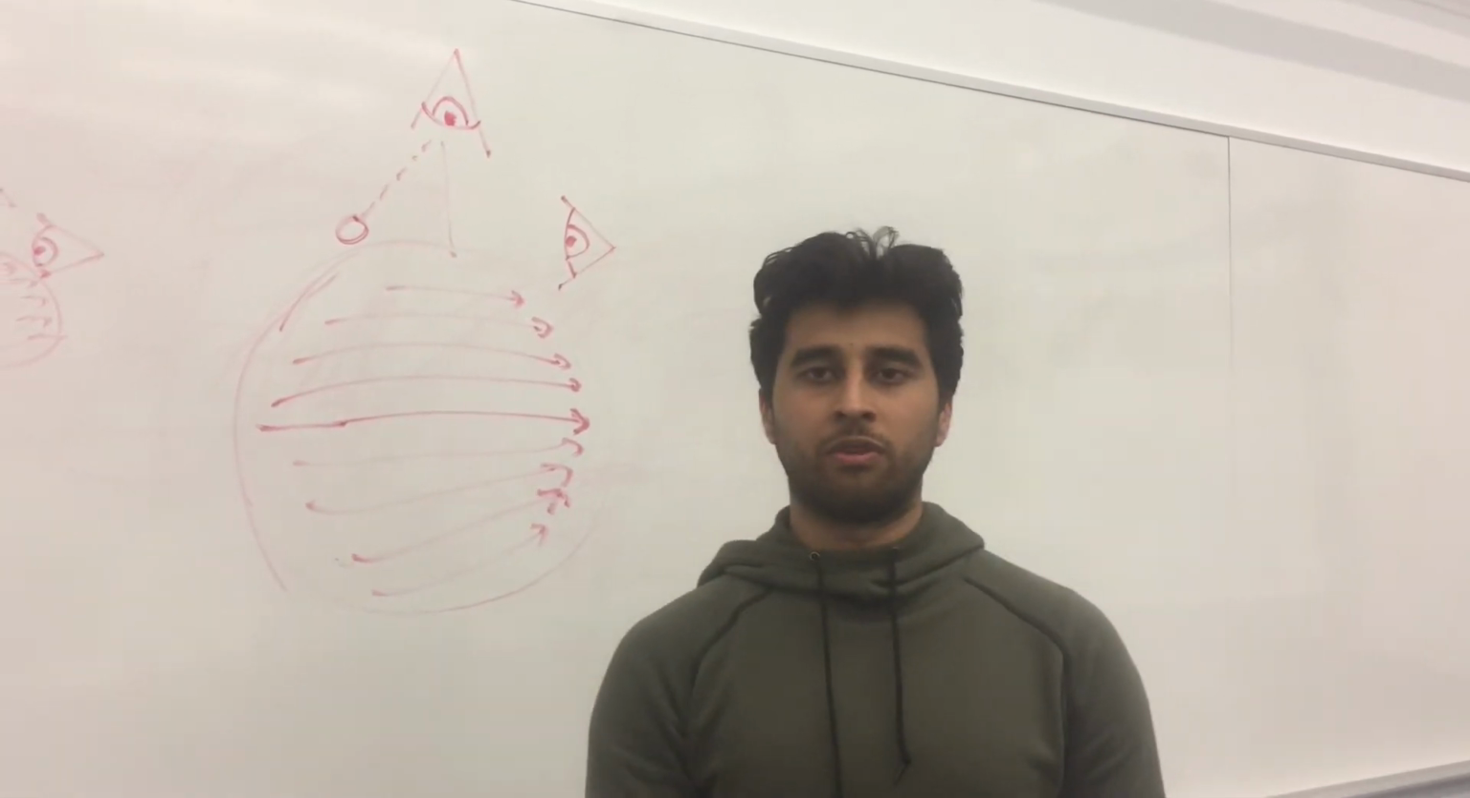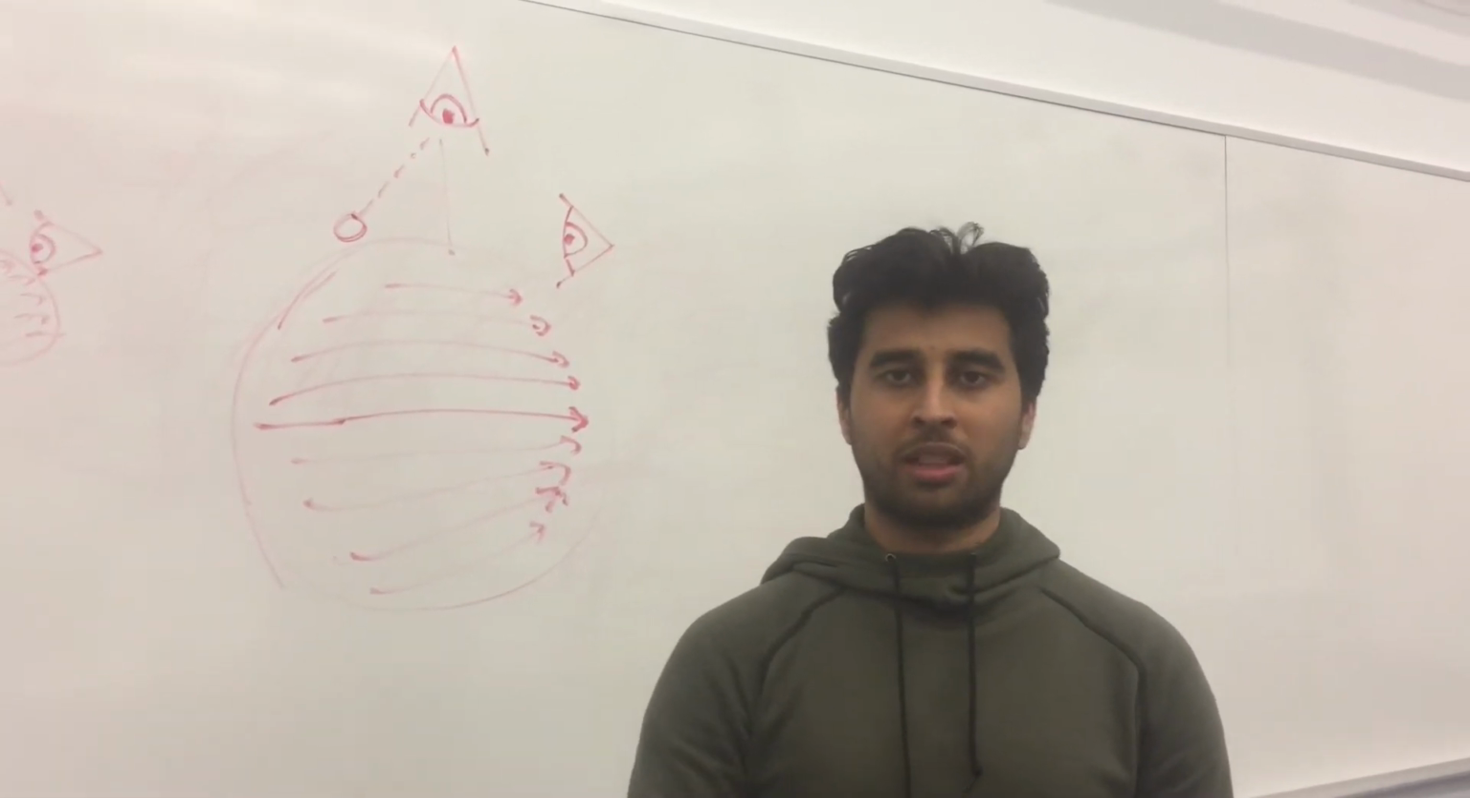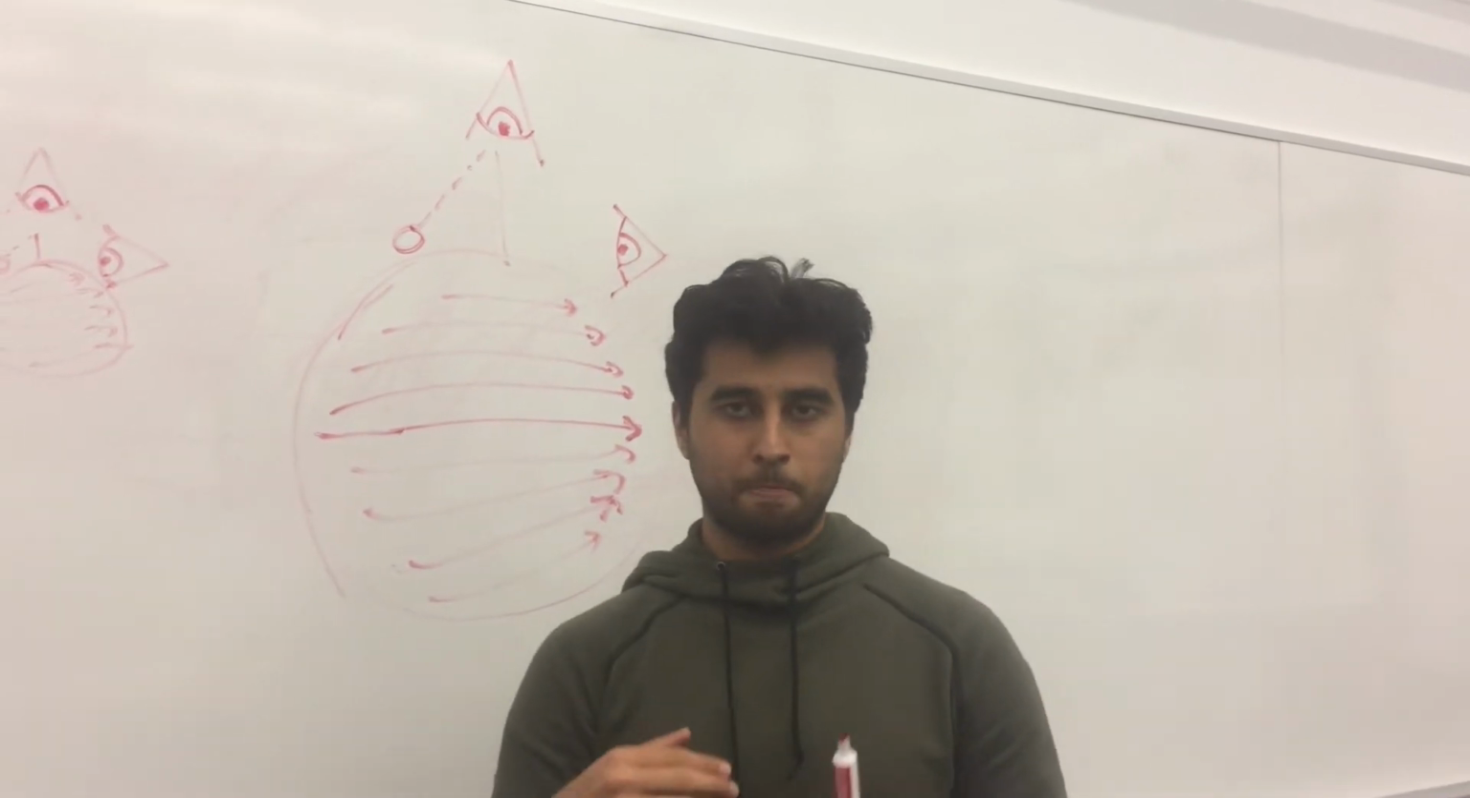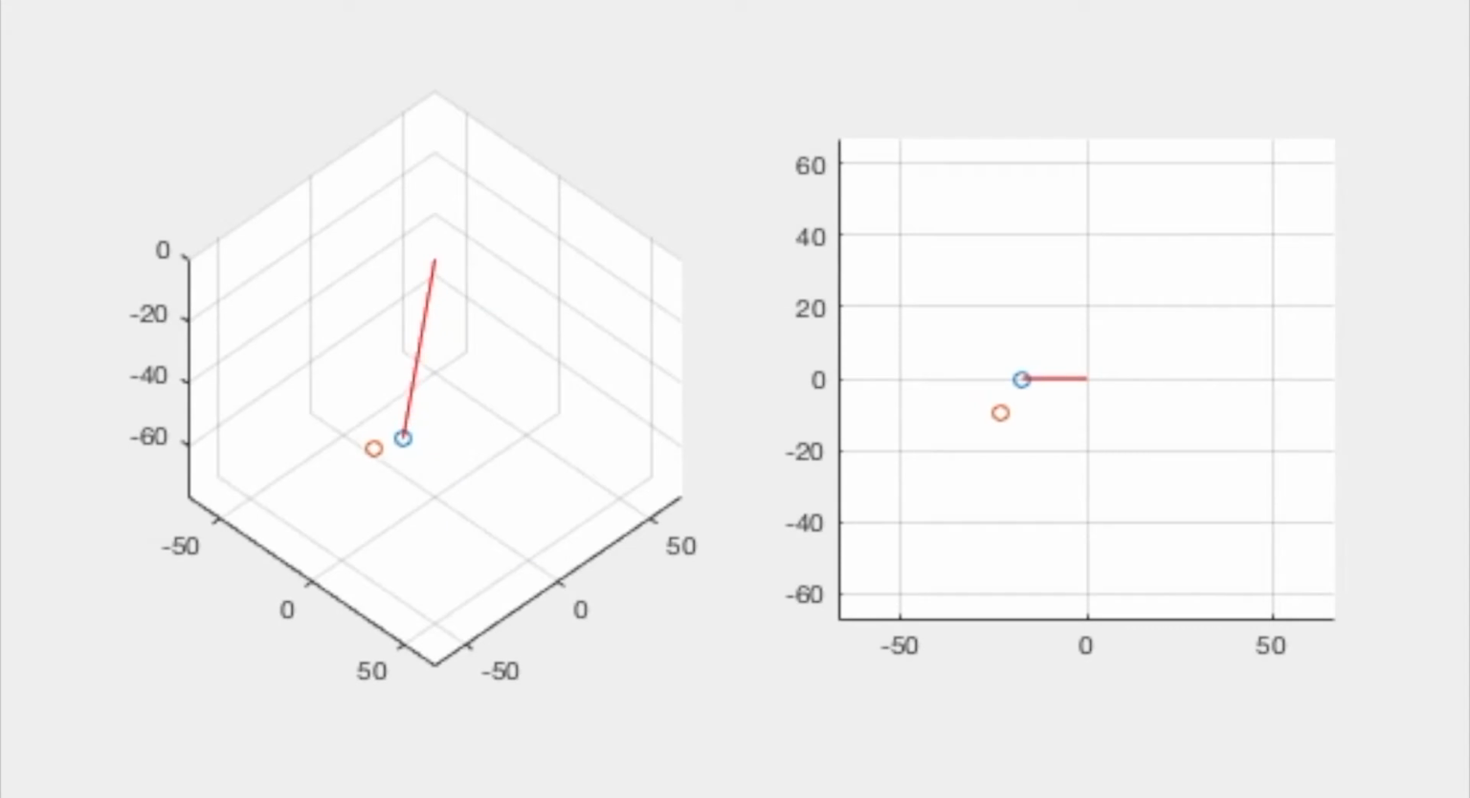This visualization is shown in a MATLAB video that's now appearing. Here we see the perspective from someone in space. As we can see, the pendulum is moving in one plane, and the red circle represents a point on Earth, which is rotating beneath it.